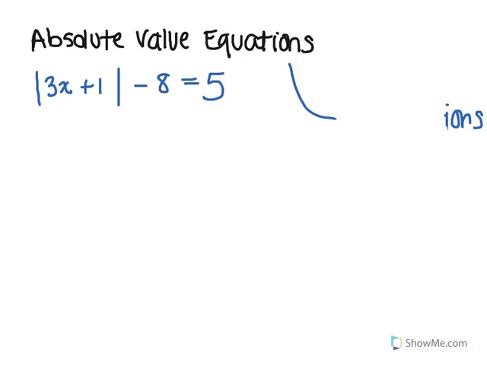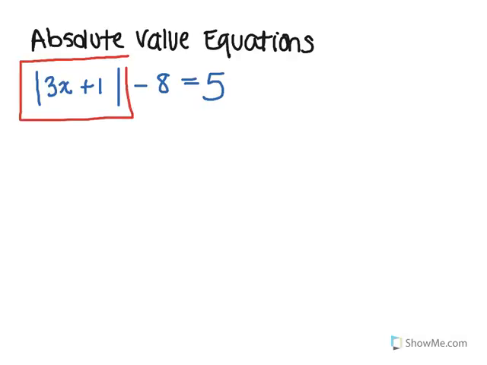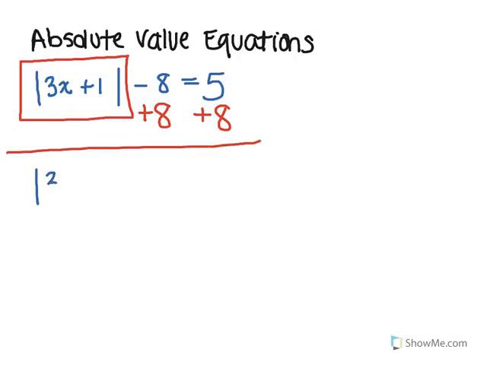But now I want to go ahead and actually look at the original equation. To solve an absolute value equation, you want to start by isolating the absolute value. This is the piece inside the absolute value, so I want to get it completely by itself. To do that, I'm going to add 8 on both sides. That will give us the absolute value of 3x plus 1 is equal to 13.